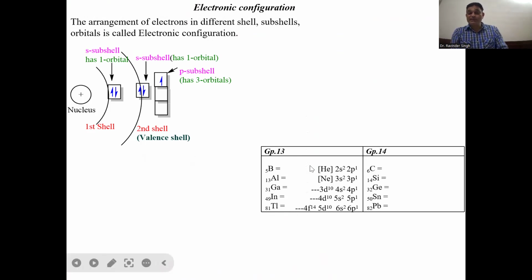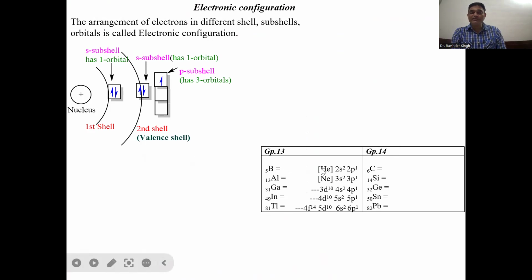In the same way, you can write the electron configuration of group number 14 just by adding one more electron in the valence shell. In the case of group 13, the valence shell is 2s2, 2p1, there are 3 electrons. So for group number 13, the last numeral value is 3, meaning 3 valence electrons here. In the case of group 14, one more electron.